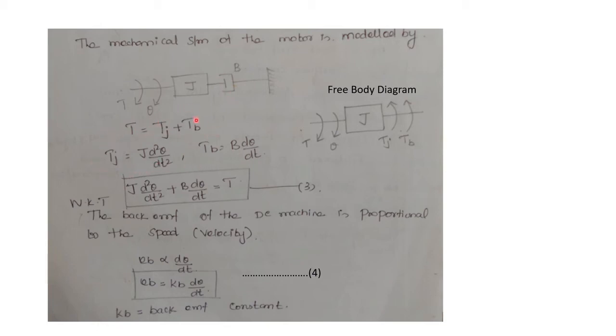Okay, instead of writing here, we can write this line here. T is equal to Tj plus Tb. Tj plus Tb will be the opposing torques. T will be an applied torque. Okay, now we have to substitute the value here.